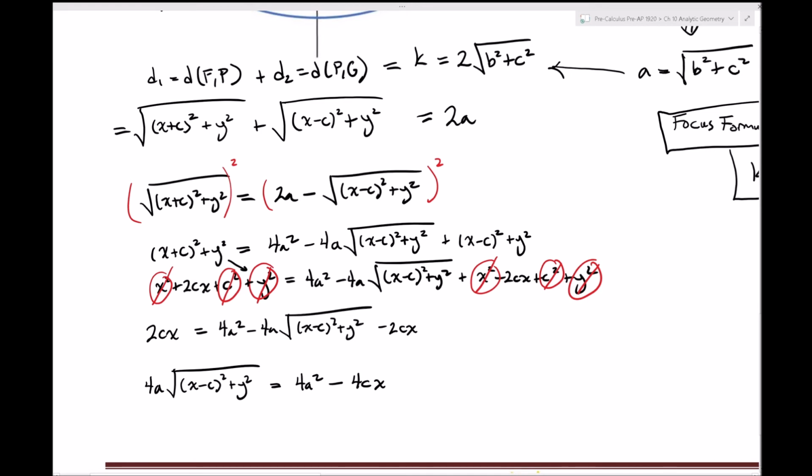So I'm going to erase that plus sign to that positive sign. You'll notice everything's divisible by 4. So what I'm going to end up doing to isolate that square root, I'm going to divide everything by 4a. So this little 4a, I'm going to divide it out on this side. Those will cancel.